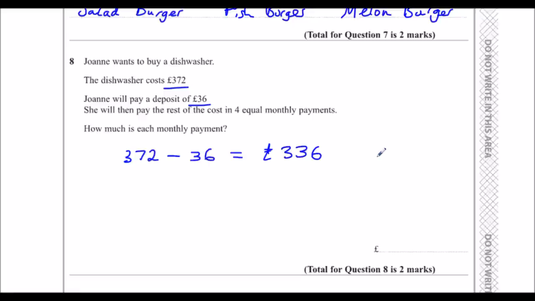And then she's going to pay the rest in 4 equal monthly payments. So she's going to split this 336 over 4 months. So that's dividing by 4. And that gives us £84.